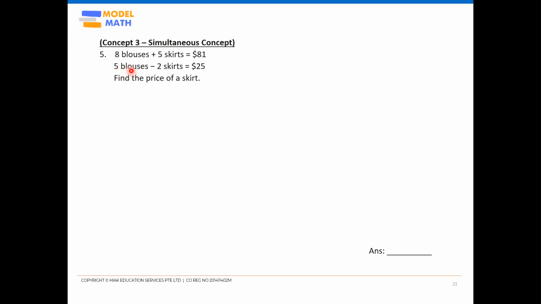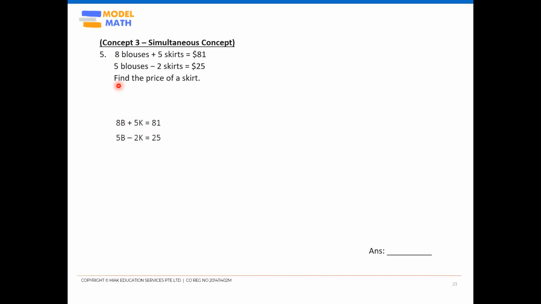Okay, so this is on simultaneous concept. Simultaneous means you have been given two equations. You have to make use of both equations to solve for the cost of the skirt and the blouse. Okay, so we're going to write out the two equations, but I'll just use short forms for this. So blouse, I'll just put capital B. Skirt, you can just use K or S also can. Okay, so the other equation is the same thing.